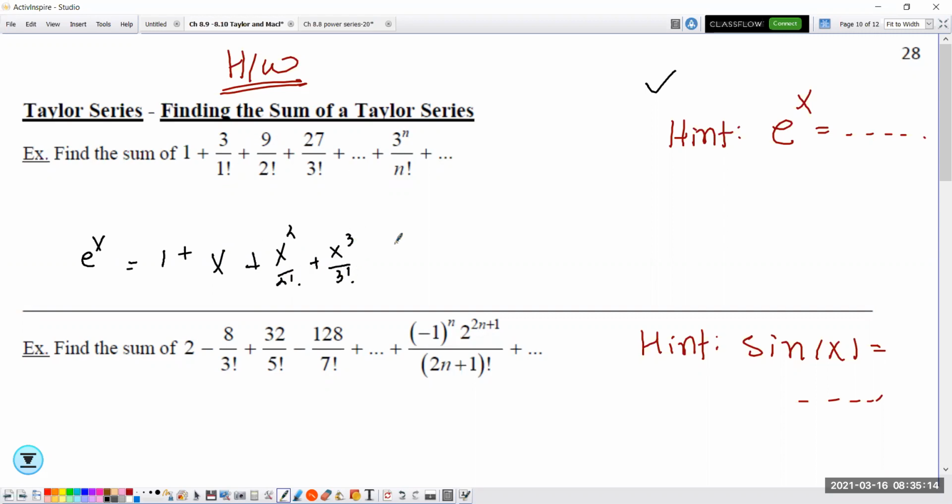These are typical multiple choice questions. Plus x to the n over n factorial. Tell me, what is x equal to? Can you compare? What's the value of x? So what is this answer? Does x equal 3? Correct, x equals 3. So what is this answer? e to the 3.